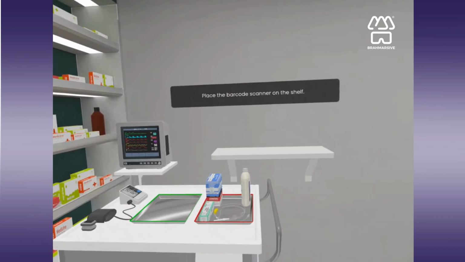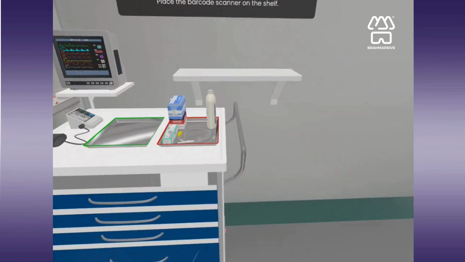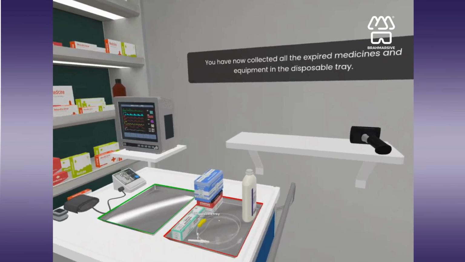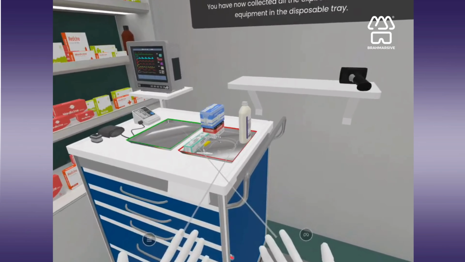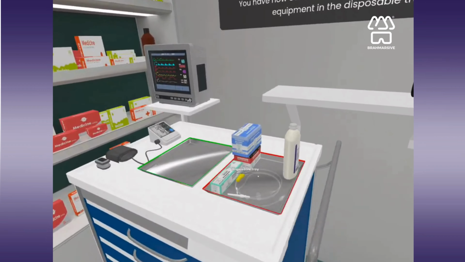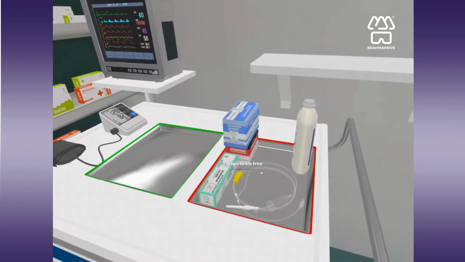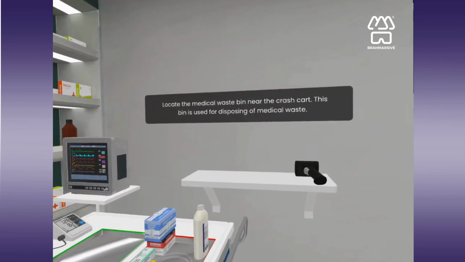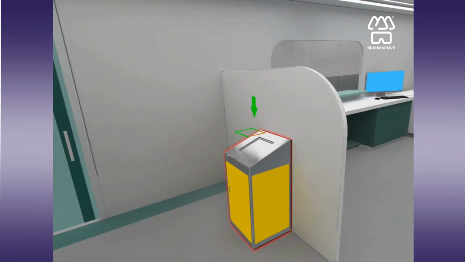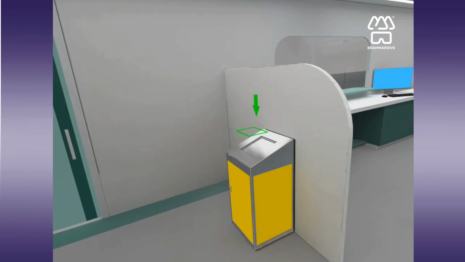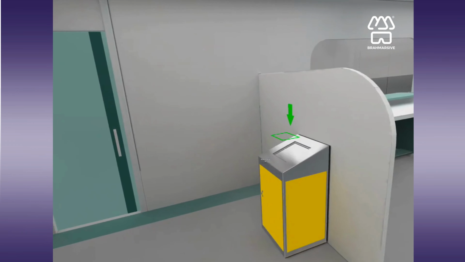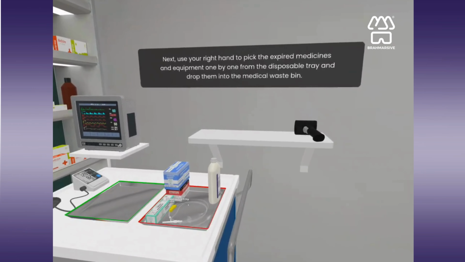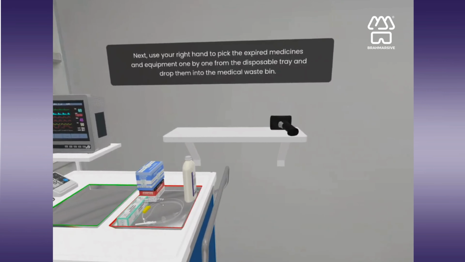Now, place the barcode scanner on the shelf. You have now collected all the expired medicines and equipment in the disposable tray. Now, locate the medical waste bin near the crash cart. This bin is used for disposing of medical waste. Next, use your right hand to pick the expired medicines and equipment one by one from the disposable tray and drop them into the medical waste bin.